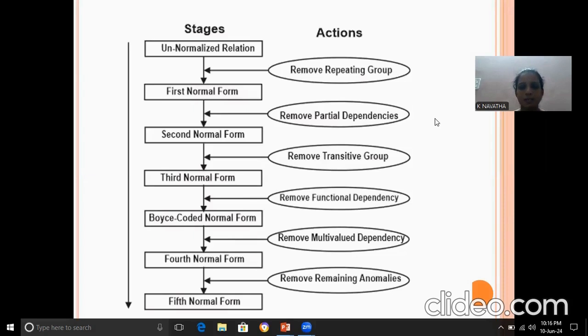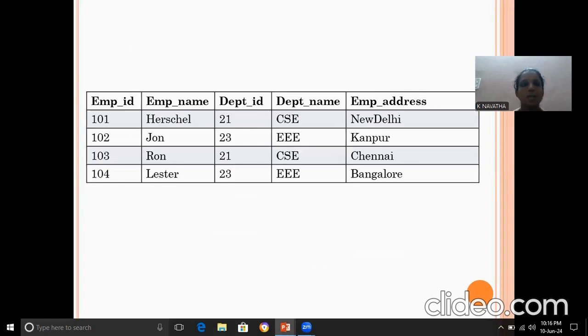Next is employee ID, employee name, employee department ID, department name, and employee. For this, how can we normalize the table through the normal forms?